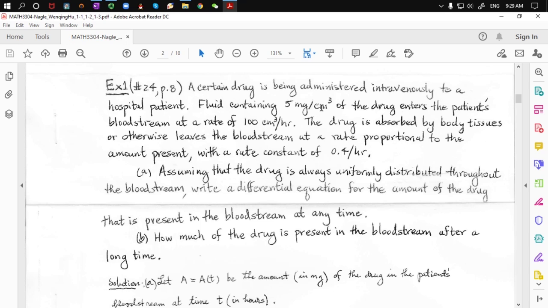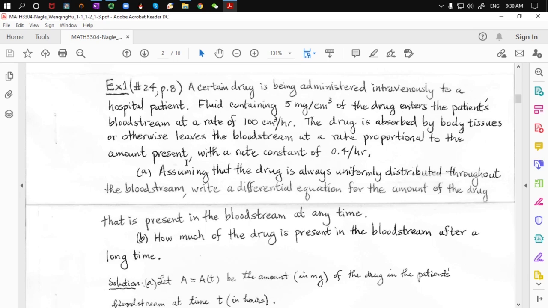milligrams per cubic centimeter of the drug enters the patient's bloodstream at a rate of 100 cubic centimeters per hour. Remember there's the word rate, which means that you must have some differentials. The drug is absorbed by body tissues and otherwise leaves the bloodstream at a rate proportional to the amount present, with a rate constant of 0.4 per hour. Here you can see that there are always these words about the rates.